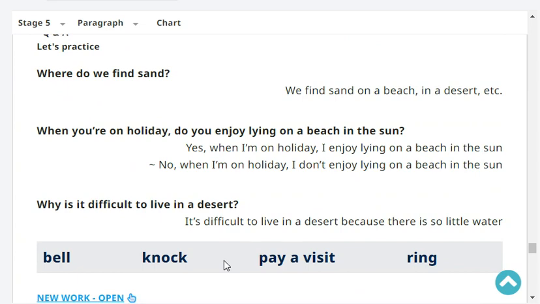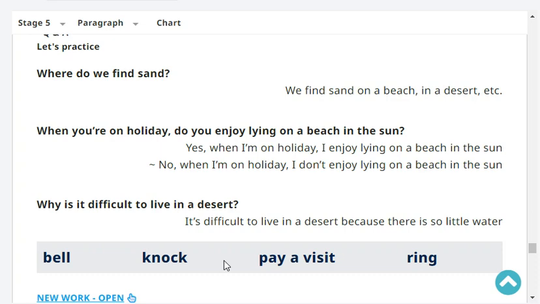When you're on holiday, do you enjoy lying on a beach in the sun? Yes or no? Yes. When I'm on holiday, I enjoy lying on a beach in the sun.